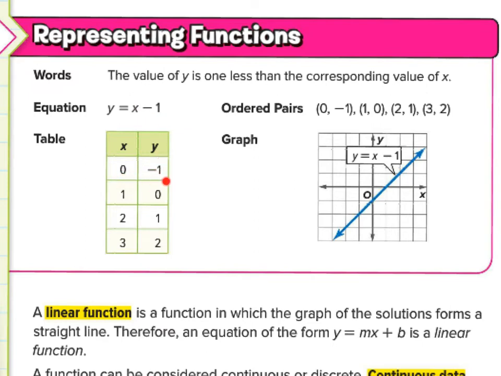So you see, 1 less than 0 is -1. 1 less than 1 is 0. 1 less than 2 is 1. And finally, for 3, 1 less than 3 is 2. So here are our ordered pairs when we take our x and y values, and then when we graph them. Okay, this is the main point of this entire video.